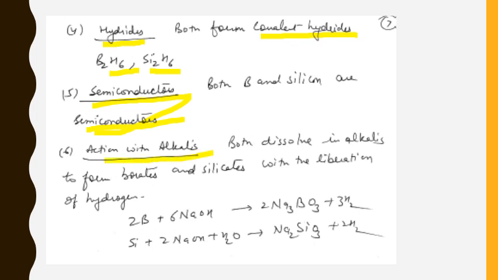If we talk about the chemical property, action with alkali, both dissolve in alkali to form borates and silicates. You have seen before that their oxides also form borates and silicates, and similarly the elements themselves form sodium borate when reacting with alkali. So they easily dissolve in alkali to form these borates and silicates with the liberation of hydrogen gas. They both have the same reaction and same action with alkalis.